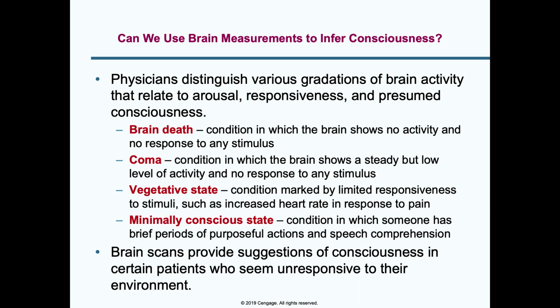When someone is in a coma, it's a condition where the brain shows a very steady but often low level of activity, which is more than the first category of brain death. But there's also no response to any stimulus when someone is in a coma. There are two outcomes for someone in a coma. They often die, or they will recover slowly after a few weeks, and things improve, and they start showing steadier and higher levels of activity in the brain. There is no way to determine which one of these will happen.